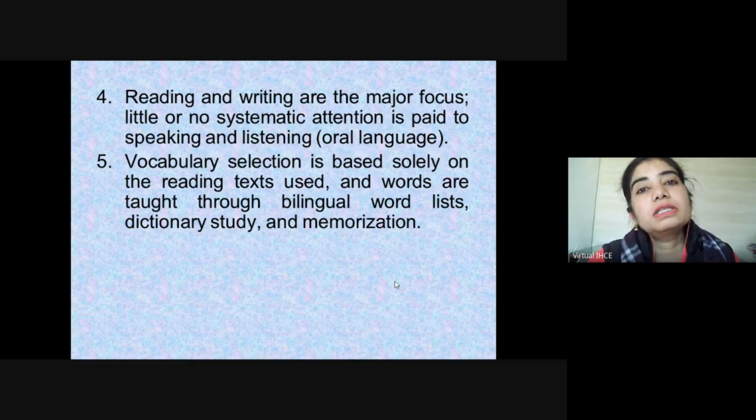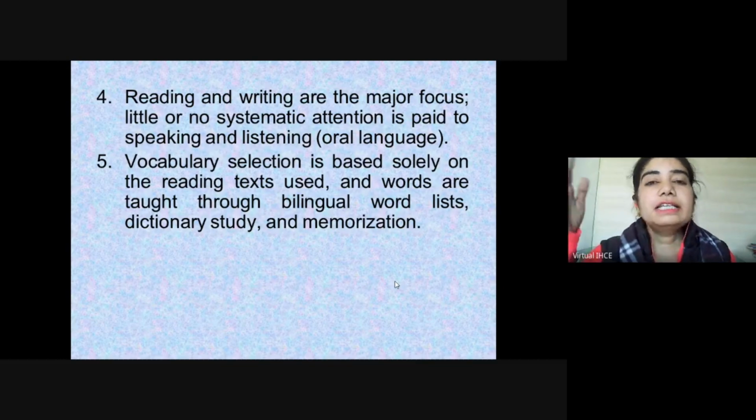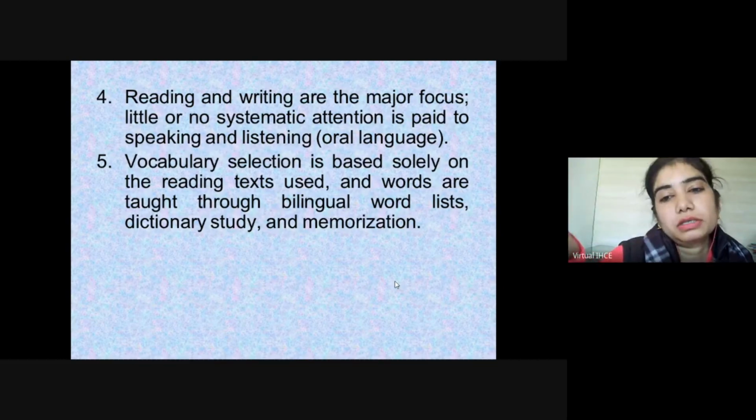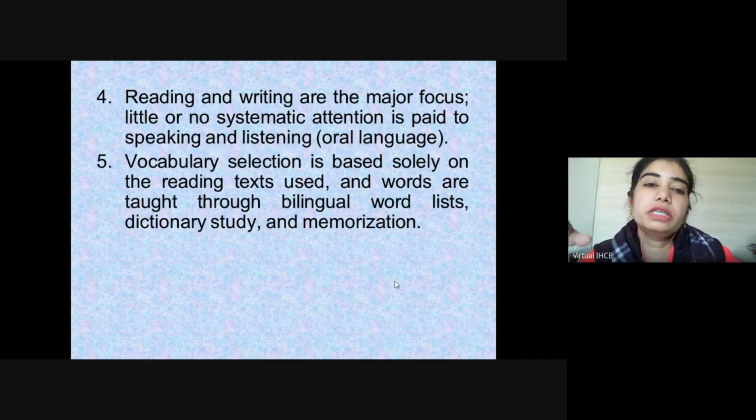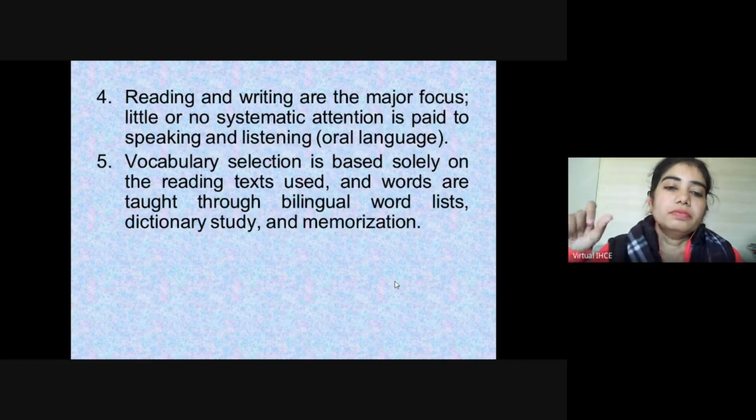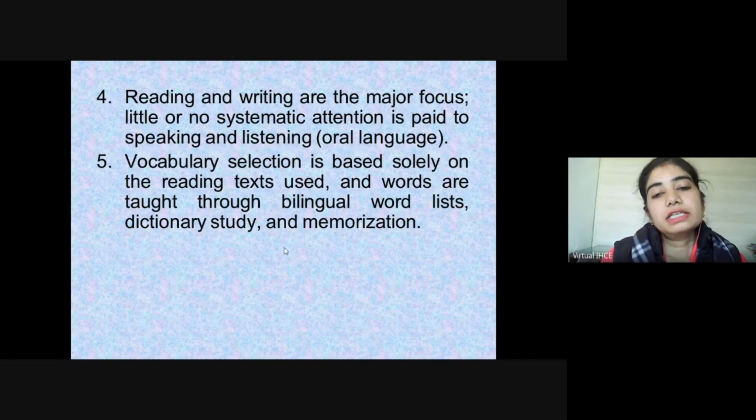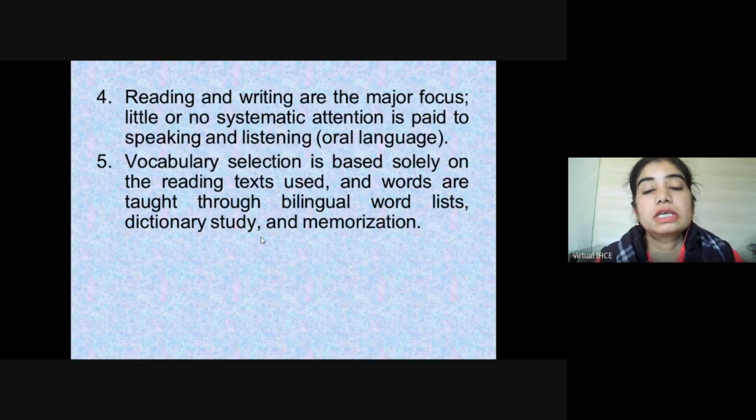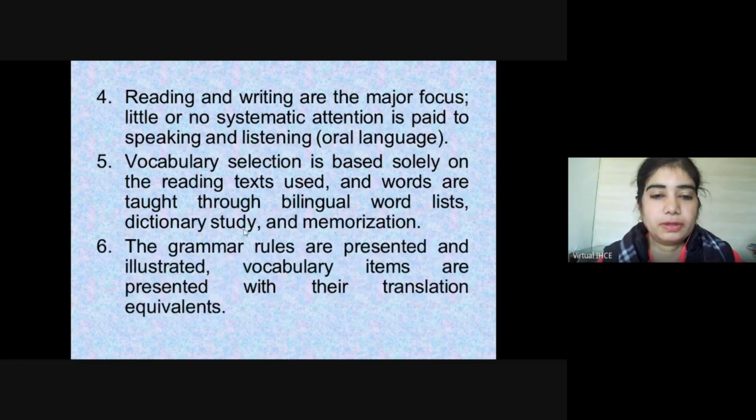Bilingual word list means the list is given to the students, saying this is the translation list. Okay, learn the list now, that each word, what it means in your mother tongue. So this way the students will only learn how to read and write. And dictionary list study is also told, that you can study the dictionary, you can memorize the words, but they do not use the words in their daily life. They do not know how to use them in their daily life.